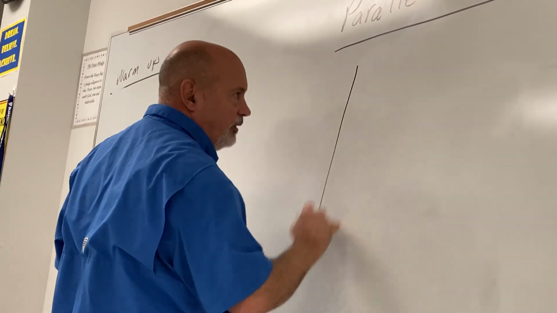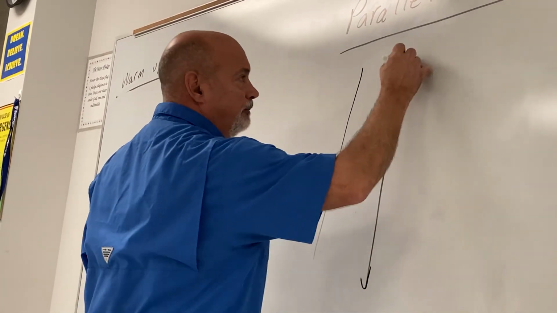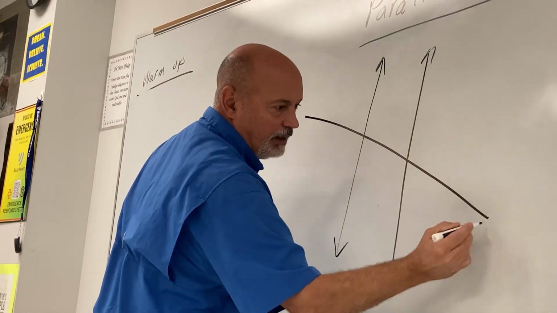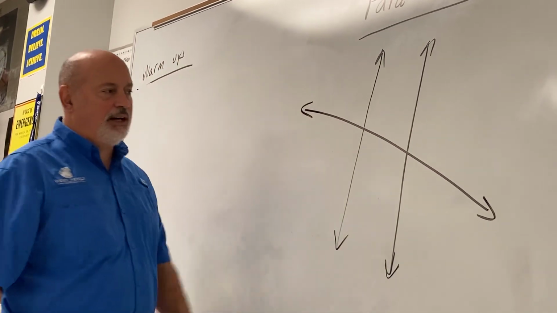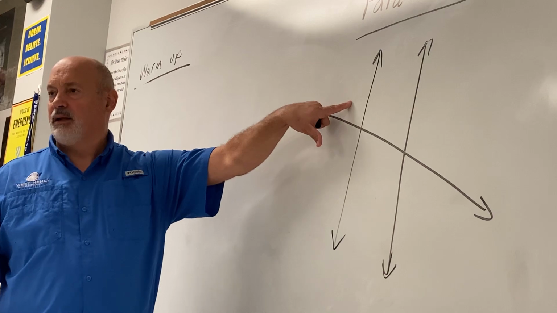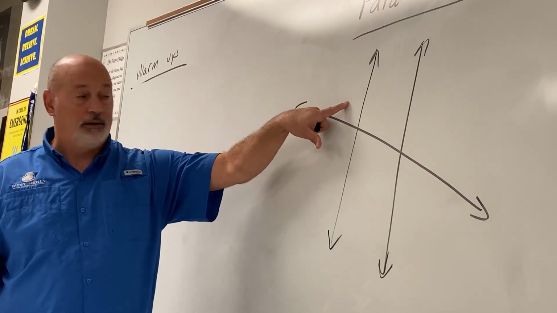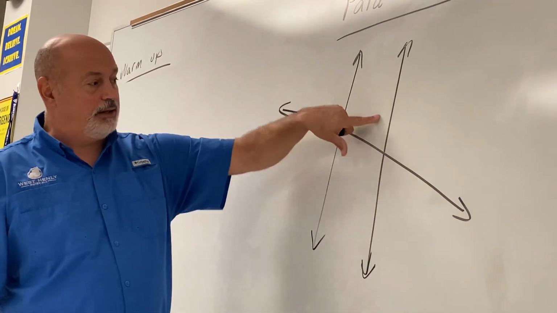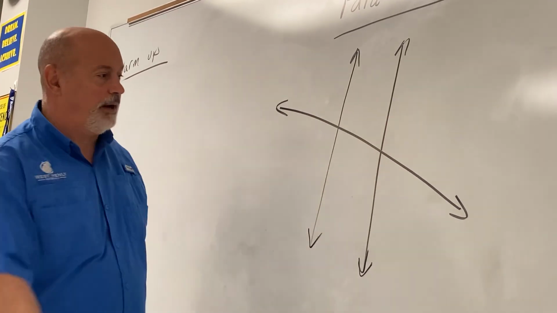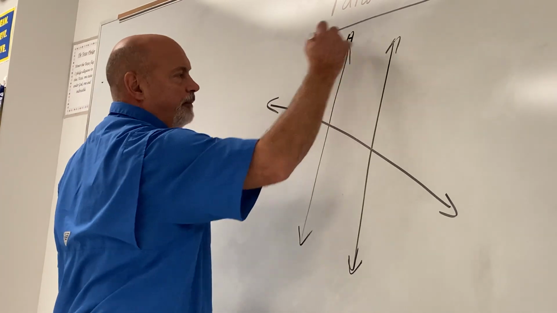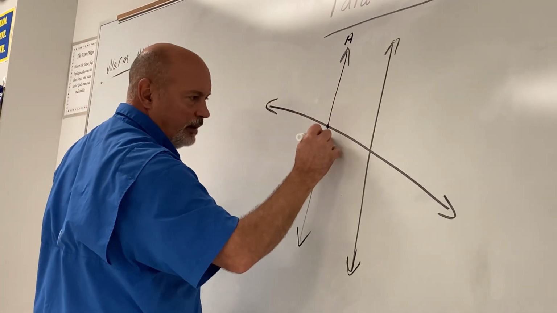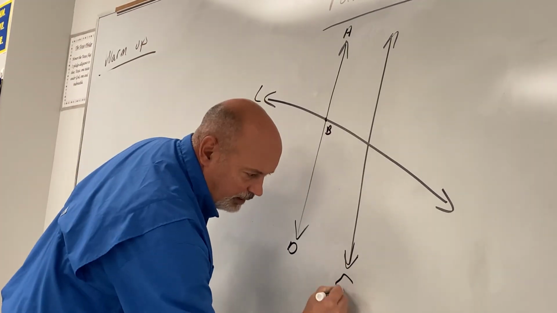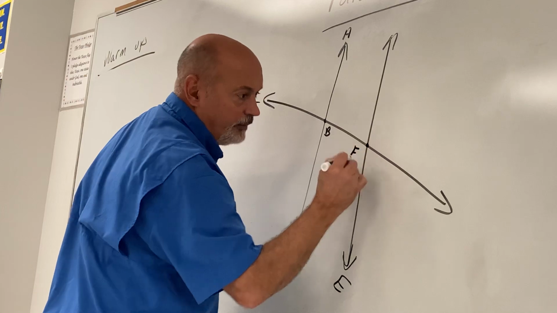The parallel lines can go in any direction. Now they're going up and down. And we can still cut them by a transversal, like so. We still have a big angle, and no matter which way we draw it, we're going to have a big and a little. Okay, let's do this. Let's label the points A, B, C, D, E, F, G.